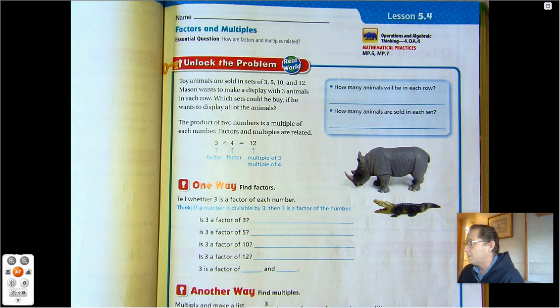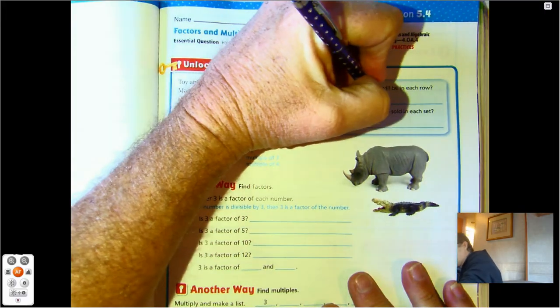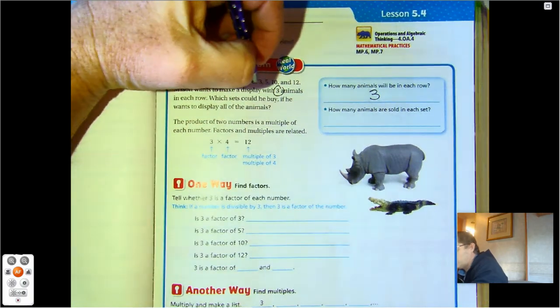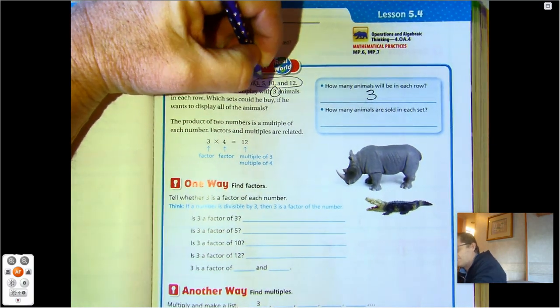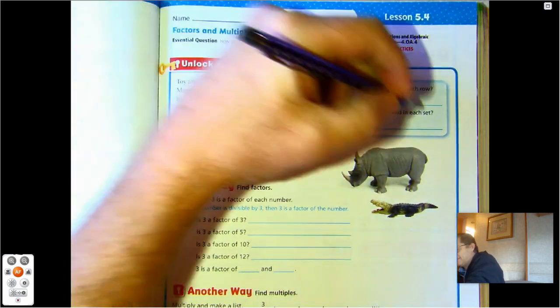So let's look at the Unlock the Problem. Toy animals are sold in sets of 3, 5, 10, and 12. Mason wants to make a display with 3 animals in each row. Which sets could he buy if he wants to display all of the animals? How many animals will be in each row? There's going to be 3 animals in each row. How many animals are sold in each set? Well, they told us that I could buy sets of 3, 5, 10, and 12.